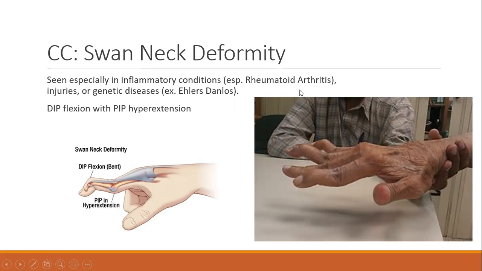So rheumatoid arthritis, from an injury or from a genetic disease, with the example being Ehlers-Danlos. So notice how you have flexion at the DIP with hyperextension at the PIP. So you can see how this is not normal, like this is not in line. And then this is superflex too. So there's the swan neck that they're talking about. And this is a patient with like severe RA.